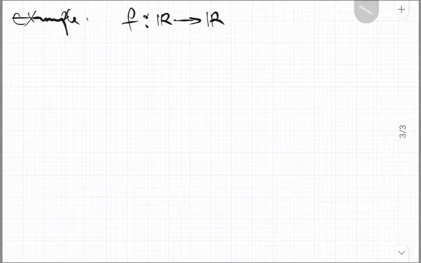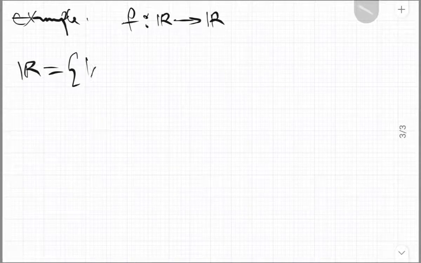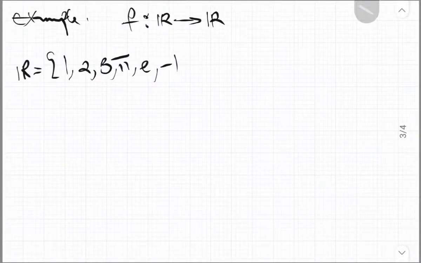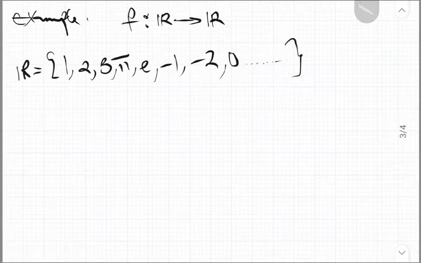Now real numbers are numbers such as 1, 2, 3, pi, e, which is Euler's number. You see, the real numbers are infinite. Minus 1, minus 2, 0. In fact, we have an infinite number of real numbers.